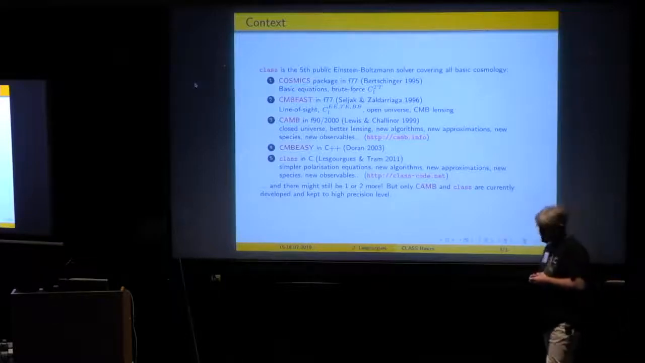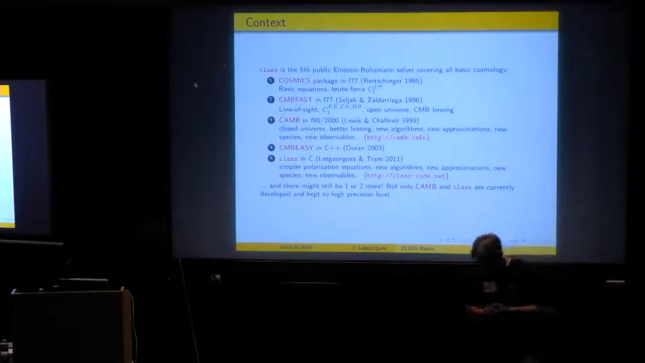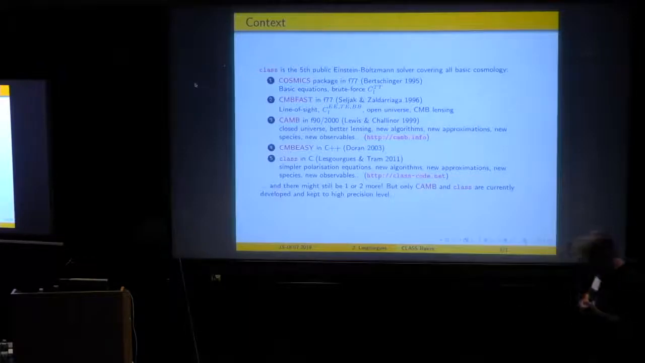Then there were other attempts. Some never became public. Martin White had his version. Some folks in Paris had another version. They didn't make it to the public release. There was a public release of a nice attempt to write CMB code in object-oriented style in C++. It was called CMBEasy. It was done by Michael Doran, a German student. It was a nice code.